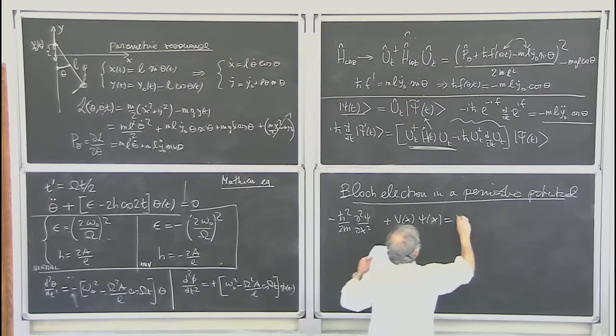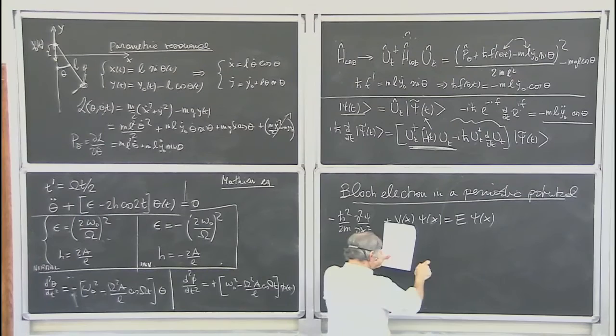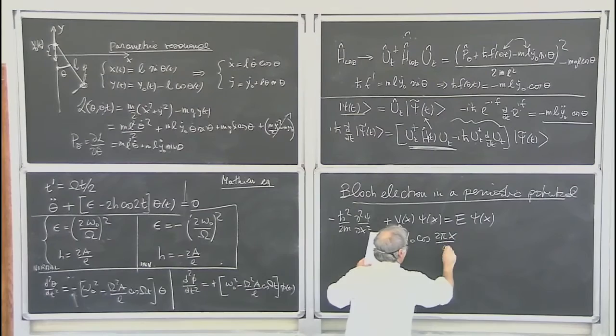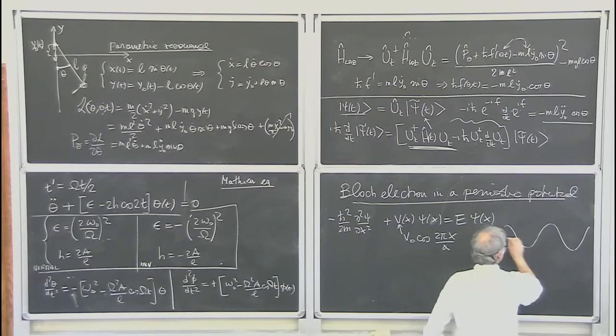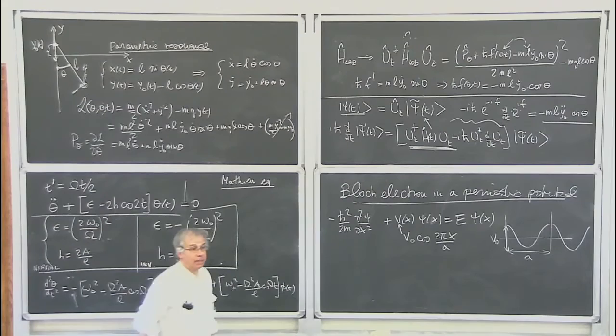It's a Schrödinger eigenvalue problem where this potential here, I take it to be V0 times the cosine of 2πx over a. a is a lattice constant. So in other words, just considering that there is a potential of lattice constant a and of depth somehow related to V0 in which the particle travels.